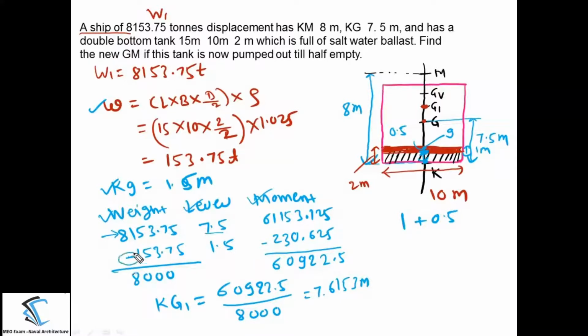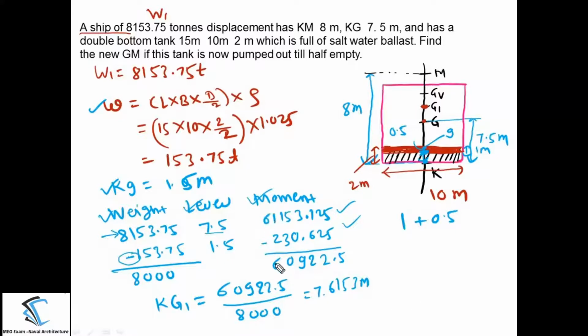Why have we taken it as a minus? The reason is that we are removing the weight. That's the reason we have taken the weight as a minus. Then the lever of that weight from the keel is 1.5 meter. So do the multiplication of column number 1, that is the weight, into the lever. You will get the moment like this.